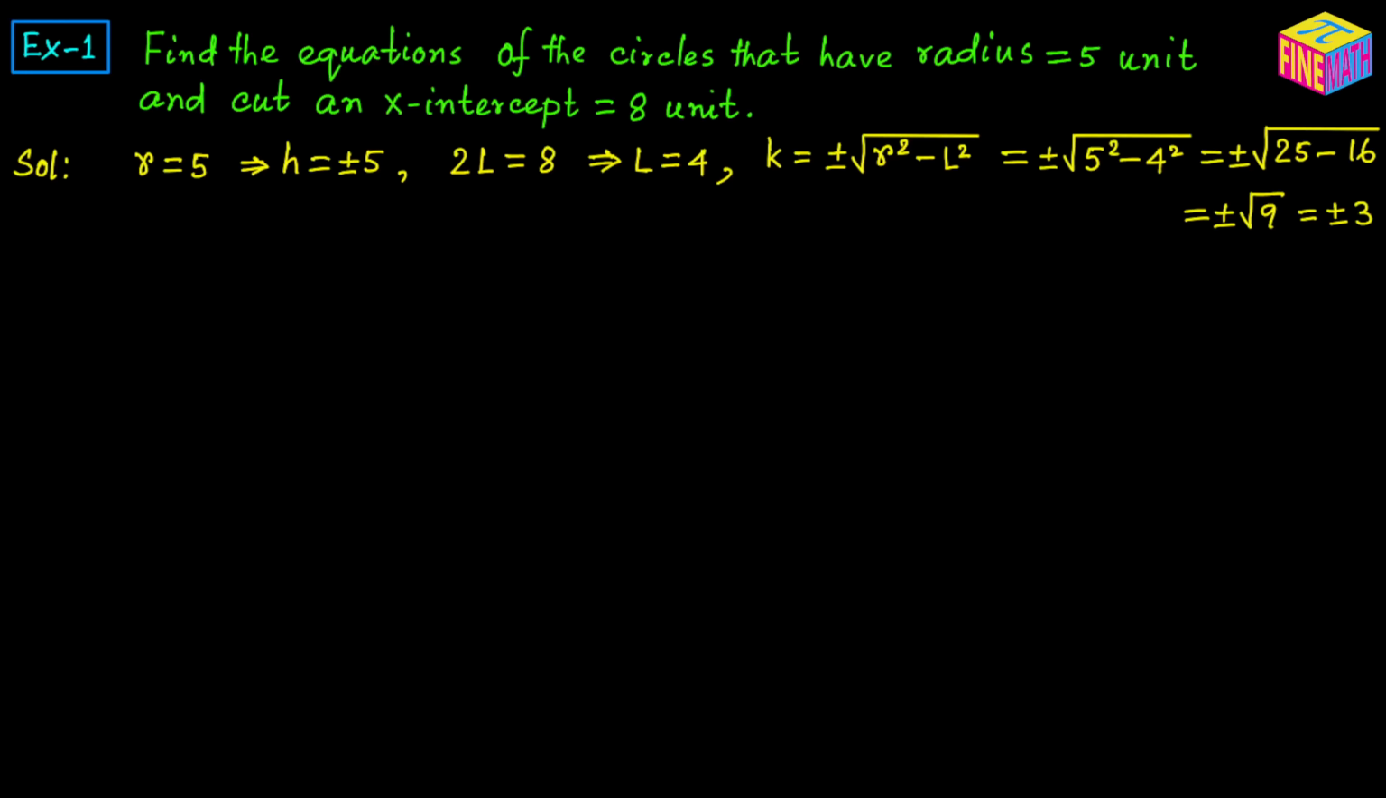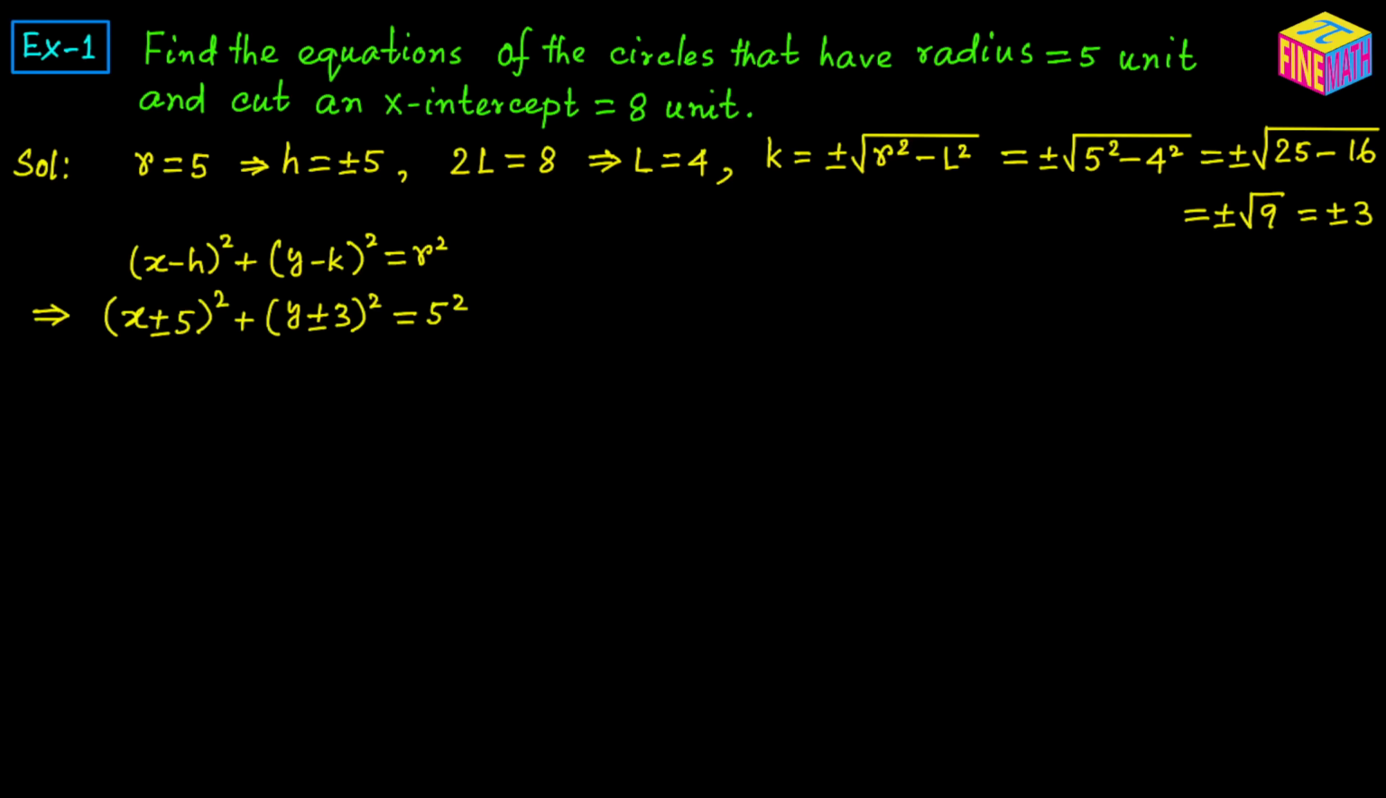We can begin with the fundamental equation (x minus h) whole squared plus (y minus k) whole squared is equal to r squared. And here if we plug in the values of h, k and r, our equation looks like (x plus or minus 5) whole squared plus (y plus or minus 3) whole squared is equal to 5 squared. And if we expand it, we get x squared plus or minus 10x plus 25 plus y squared plus or minus 6y plus 9 equals 25.